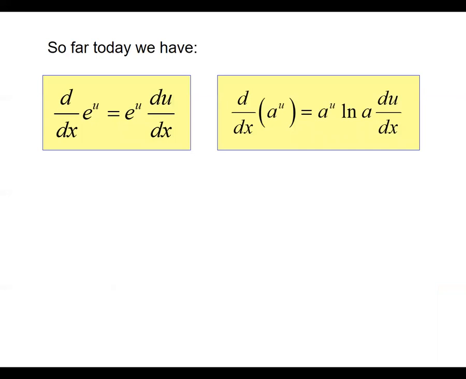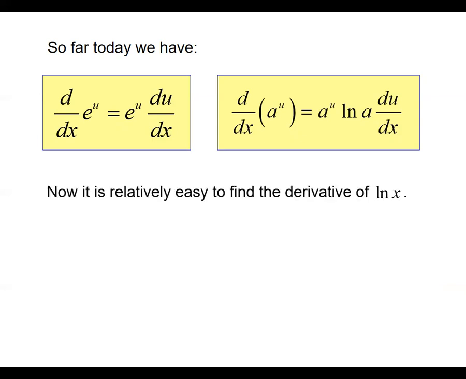All right, so e to the u and a to the u, pretty simple and straightforward. So the derivative of 5 to the x is 5 to the x ln of 5 times the derivative of x, which is just 1. So let's go on and now let's take a look at ln of x.